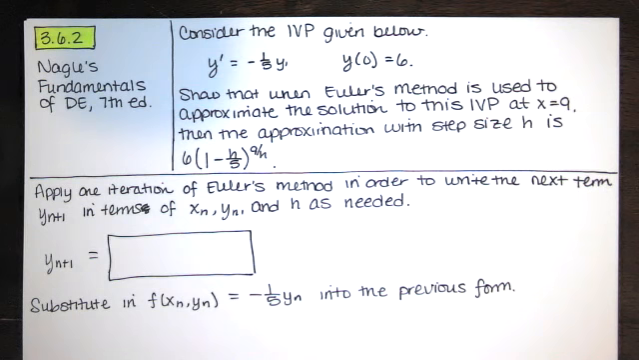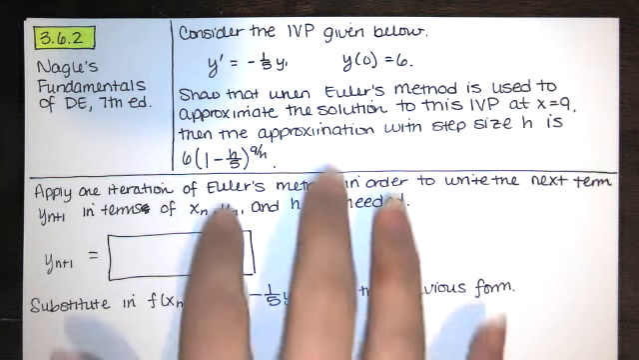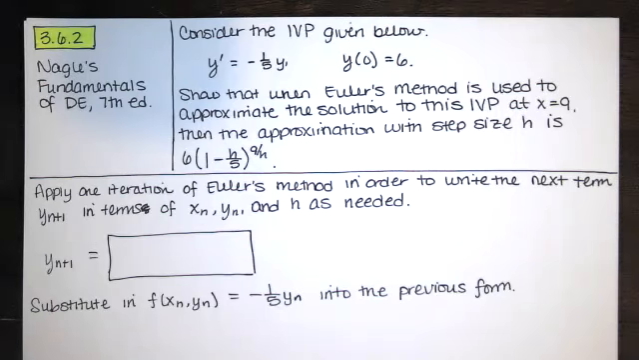Now they're actually walking us through showing this. Normally, if this was a question on a test or a quiz, it would just say, show that when Euler's method is used to approximate the solution at this x value, the approximation with step size h is blank. And then you would just have a text box or a piece of paper, and you would explain why applying Euler's method would get you to this result. But when you're doing this in MyLab Math, they are outlining the method for you and they want you to sort of fill in the blanks.